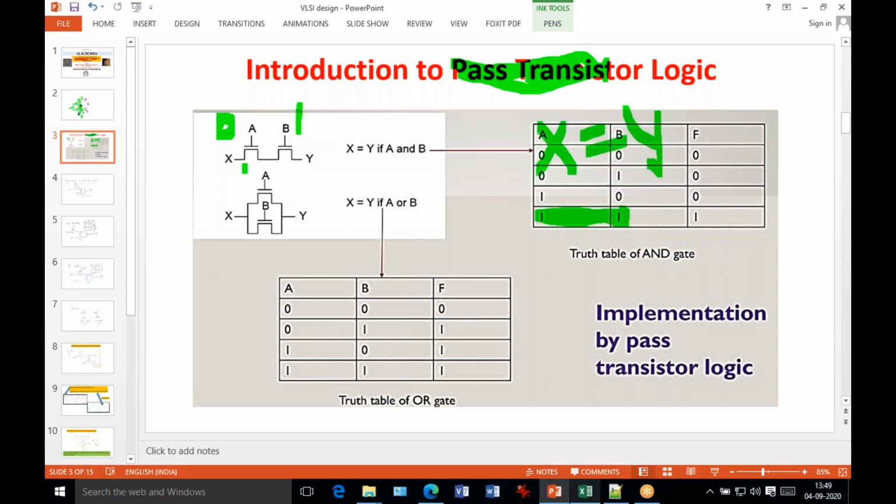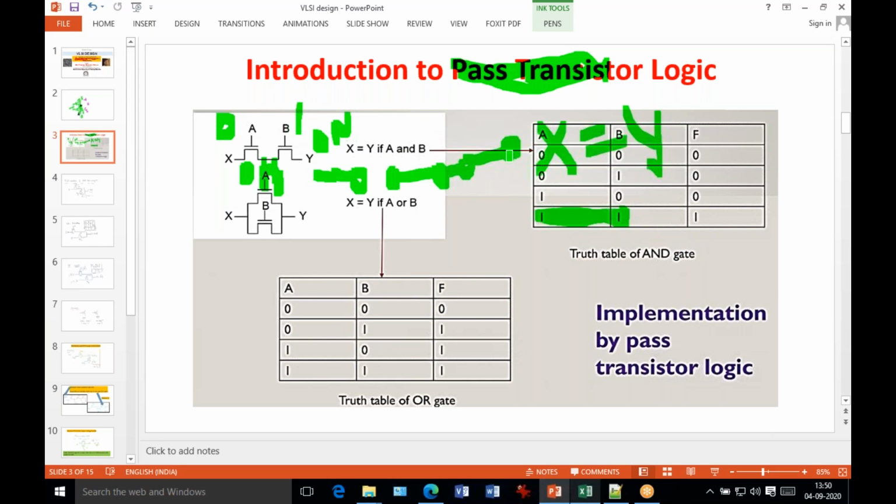So if A is 0, that means this transistor is off. And what is B? B is on. But the first transistor is like an open circuit, and the second transistor is on. So that means this input signal is not passed to the output node.